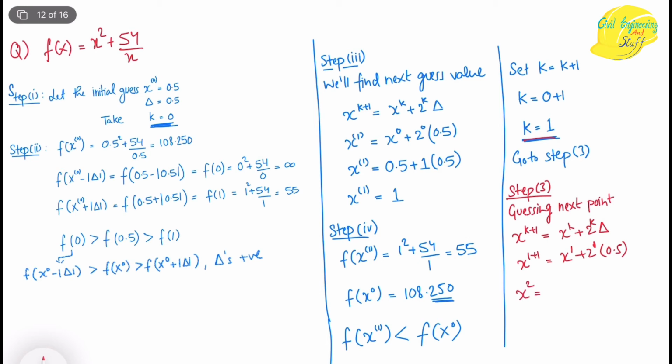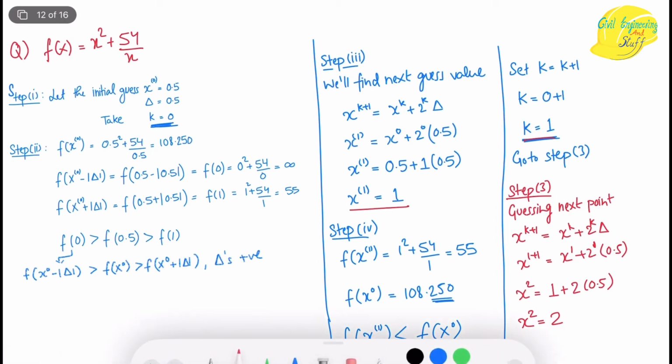So your x2 is, what was the value of x1? The value of x1 was 1. So 1 plus 2 into 0.5. Okay, so your x2 value will be 2. Your x2 value is 2, right? So we have completed step 3. Now let us check the functionality of this point, so we are moving to step 4.